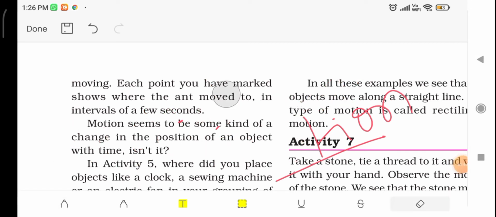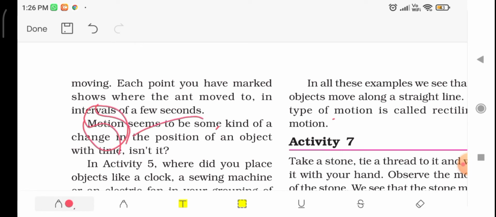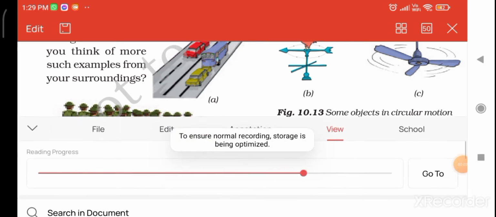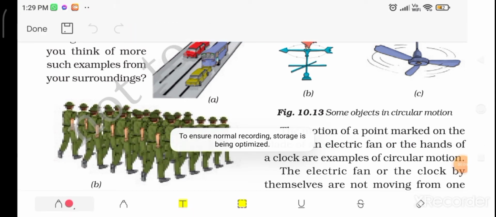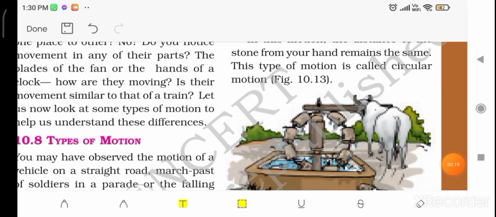Now, if there is a ball, this ball is rotating and revolving. Suppose it's changing its position, and it's rotating also. You can see here the march past. The army people are doing march past, and cars and buses are moving in a straight line. So these are examples of which motion? Linear, rectilinear motion.